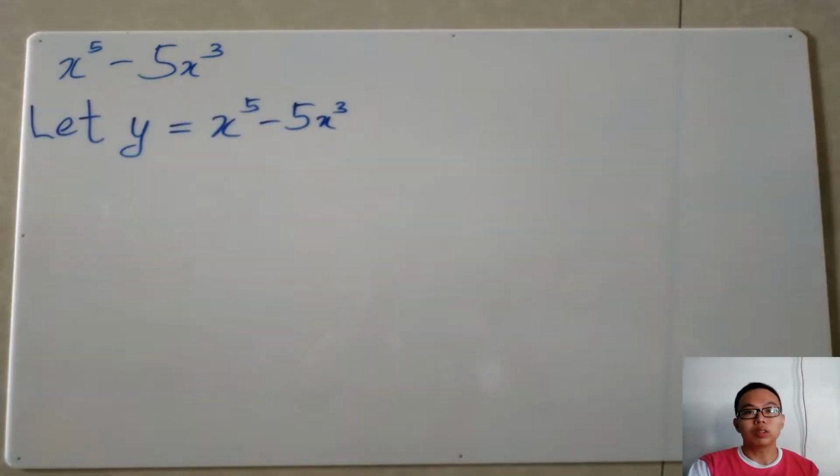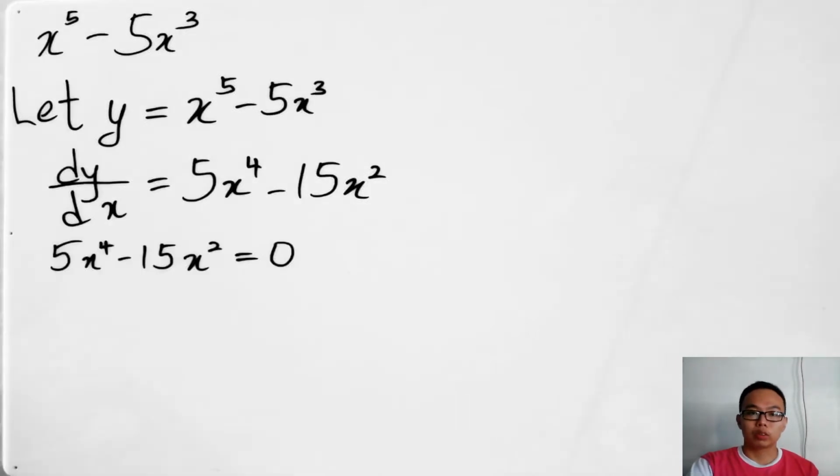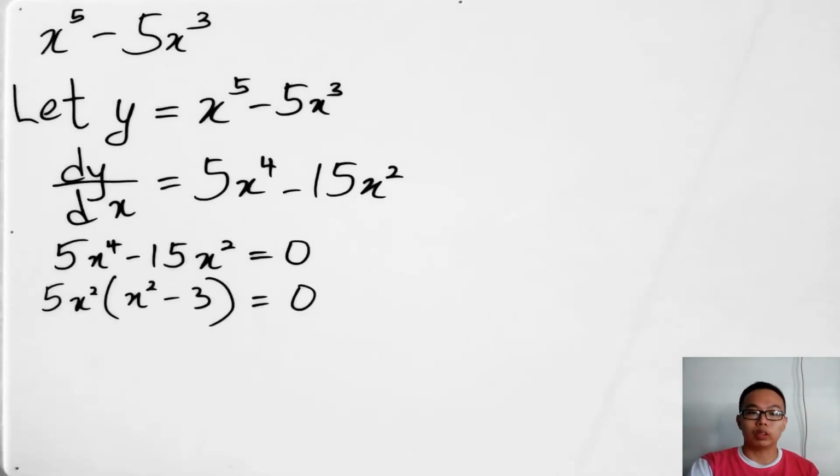So first, we assign the function as y. Then, we find the dy/dx of this function. For the critical point, dy/dx must be equal to 0. So this is the equation of dy/dx equals 0. And then we solve the equation by factorization.